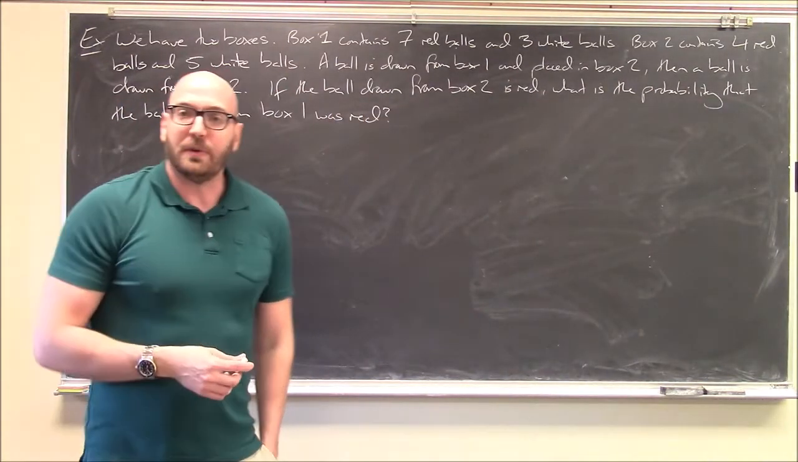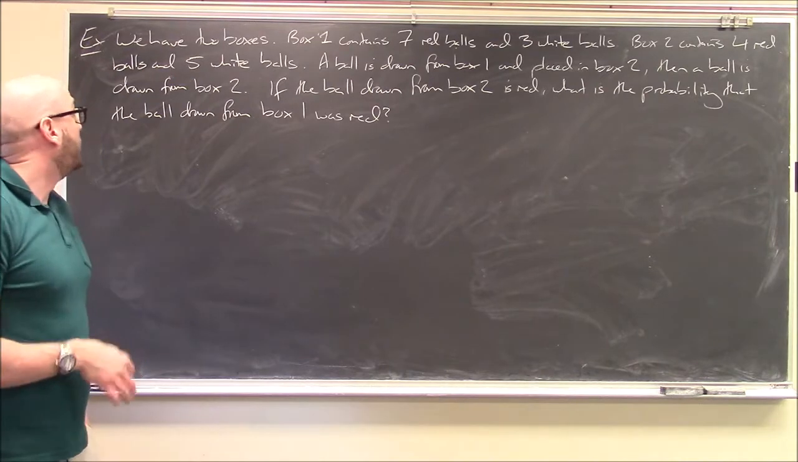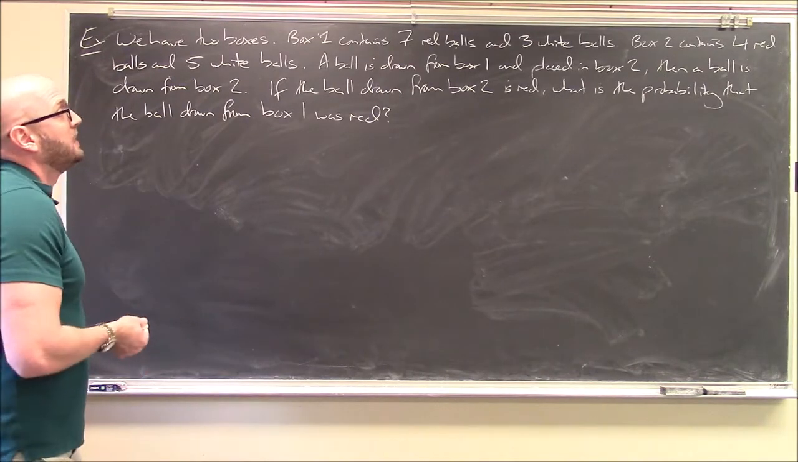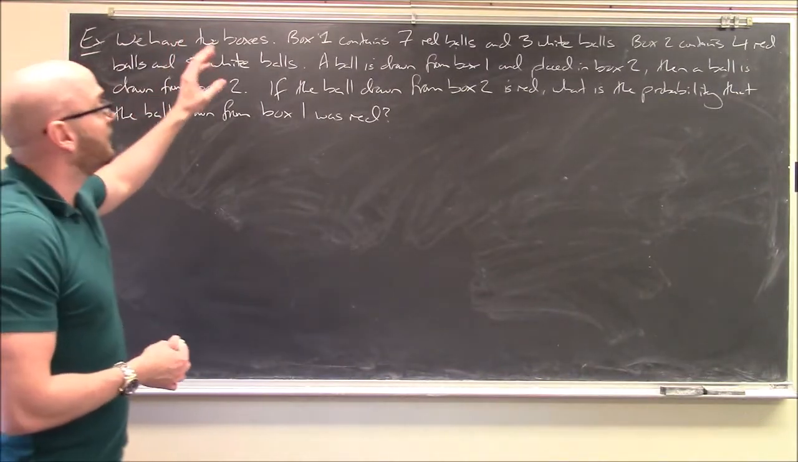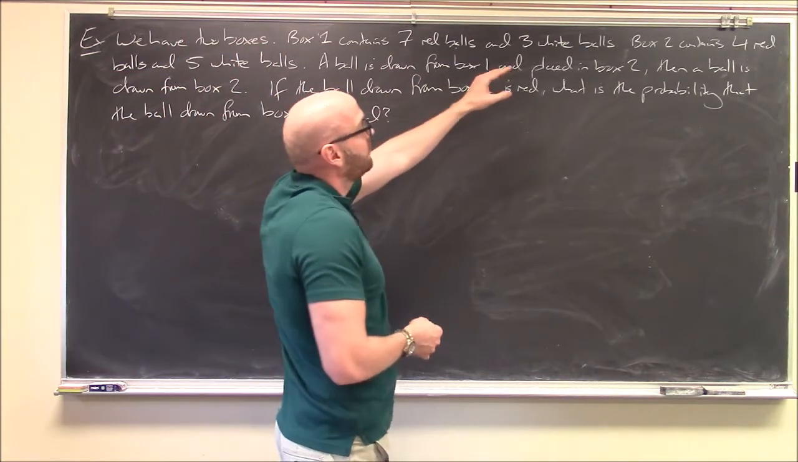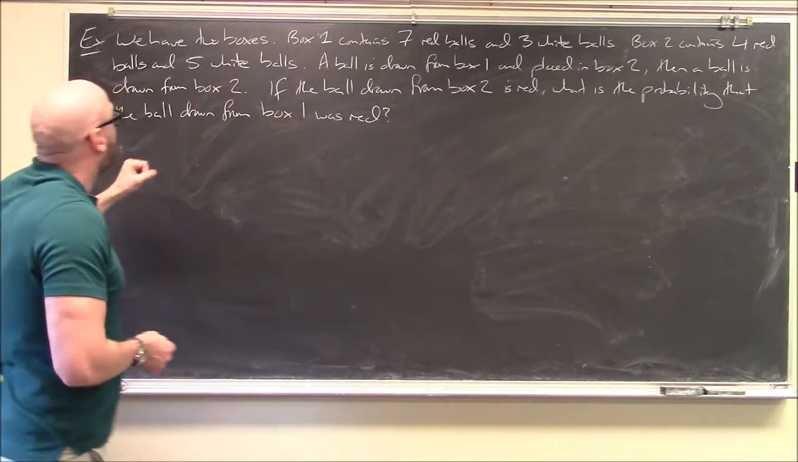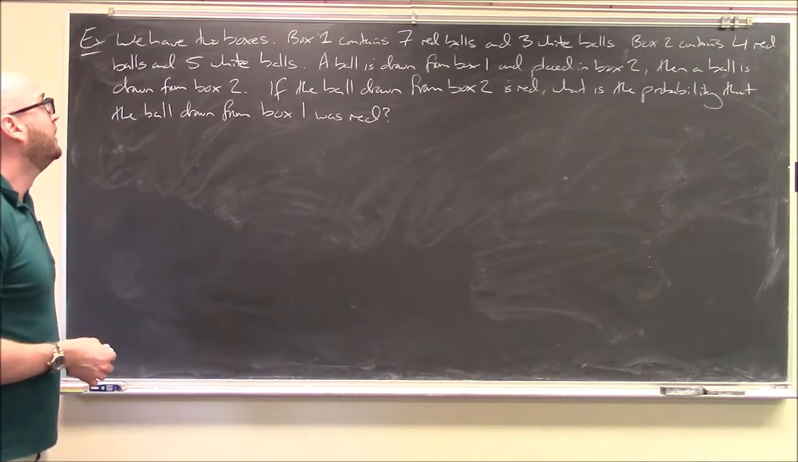So here's a fairly difficult example. It's the following. We have two boxes. The first box contains a number of balls. The second box contains a number of different colored balls. Box 1 contains 7 red balls and 3 white balls. And box 2 contains 4 red balls and 5 white balls.